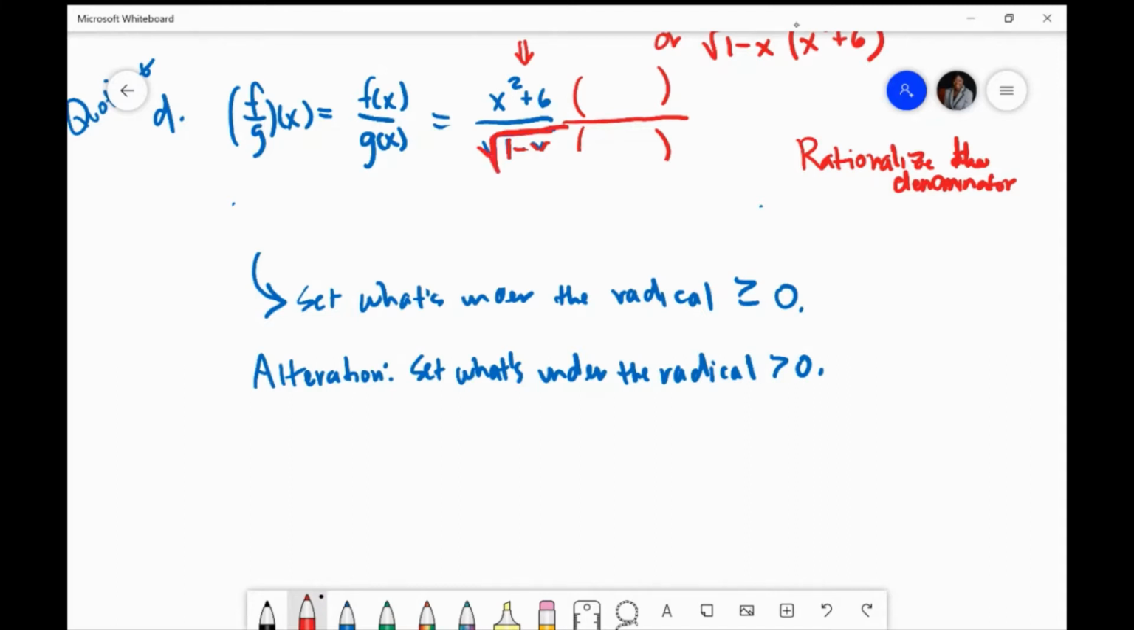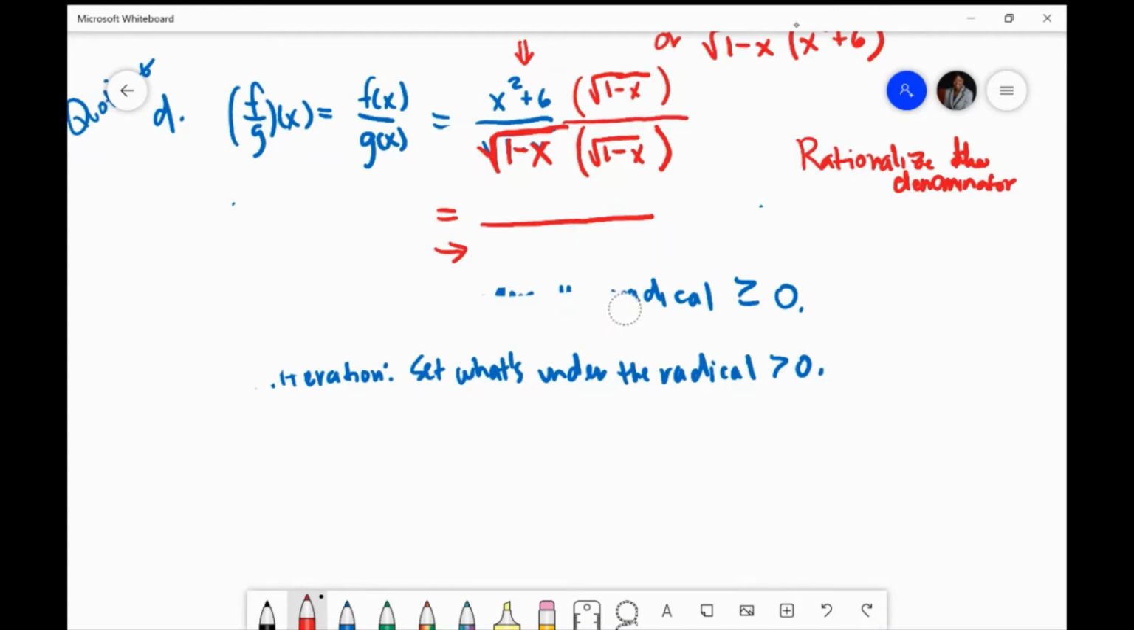Yeah. Very nice. Square root of 1 minus x. So it kind of just flips it. All right. So in the denominator now, what will we have? 1 minus x. Yep. The square root will cancel out. And in the top, the radical ends up in the top now. You don't have to put that first. You can put x squared plus 6 first. Radical 1 minus x. It kind of flips it.